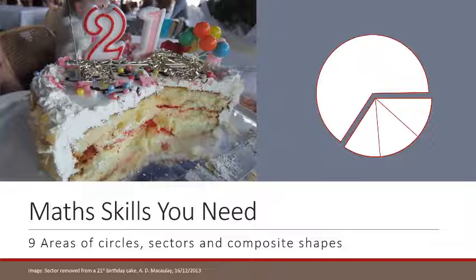Here's a very delicious looking sponge cake for someone's 21st, someone in our family, and you can see a diagram on the right hand side of sectors of a circle, and that's what we're going to be focusing on today. My preference is not for sponge cake with jam and cream, but carrot cake with walnuts in it and lemon icing on top.